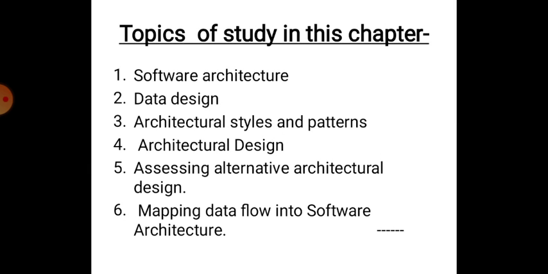So, in this chapter, that is architectural design, we will be studying various topics such as 1. Software architecture, 2. Data design, 3. Architectural styles and patterns, 4. Architectural design, 5. Assessing alternative architectural design, and the last topic, mapping data flow into software architecture.